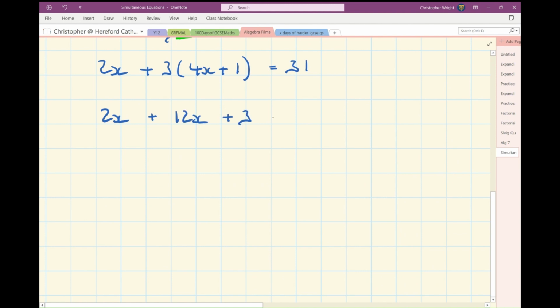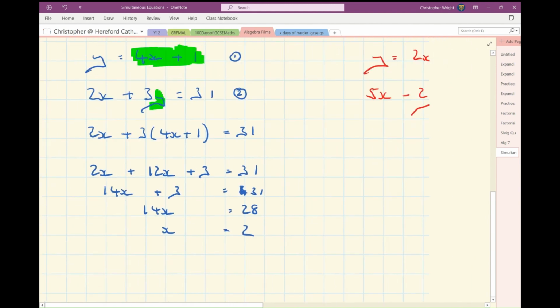Multiplying out the bracket, I'm going to tidy up the left-hand side. Equals 31. I'm going to subtract 3 from both sides. So 14x is 28. Divide both sides by 14. x is 2. So I found x.